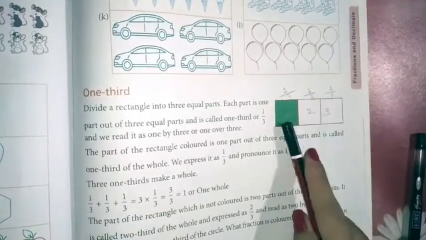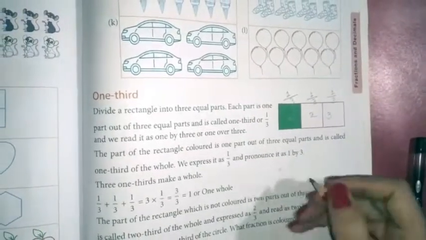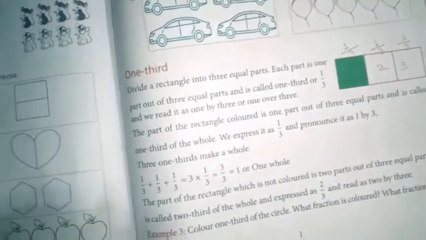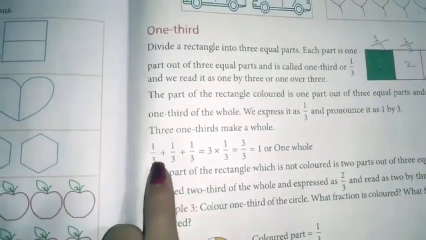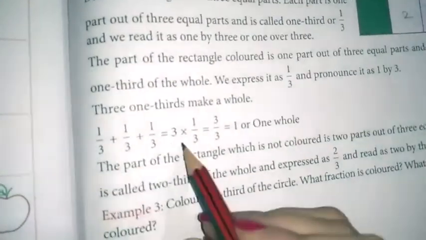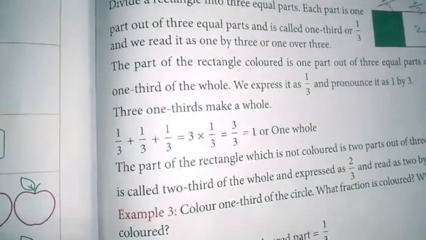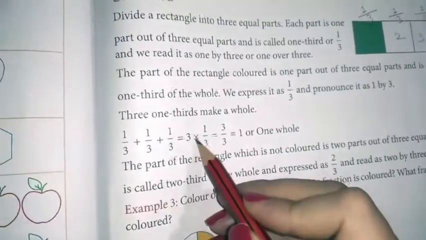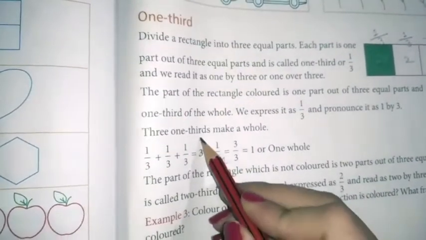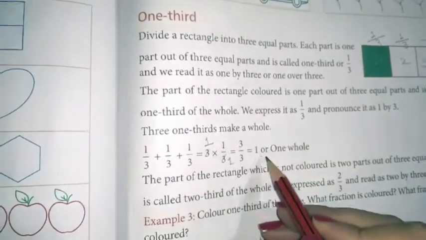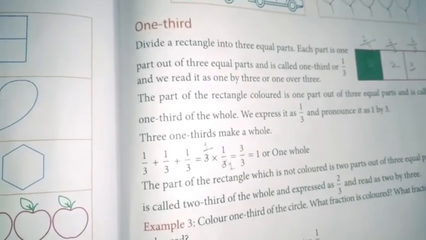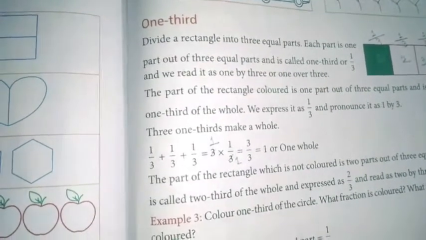Now when you add all the 3, like 1 by 3 plus 1 by 3 plus 1 by 3, that also makes a whole. How? How many 1 by 3s are there? 3 1 by 3s are there, so you write 3 into 1 by 3. Now 3 ones are 3, and 3 threes are 3, so it is 1, or 1 whole. So when 3 1 by 3s are joined, it makes a whole.